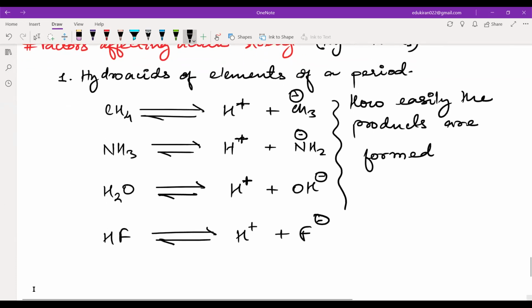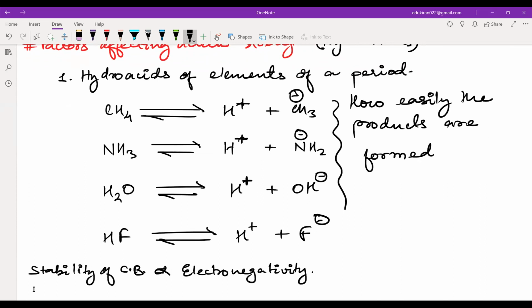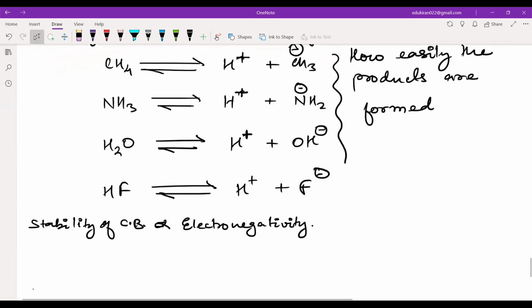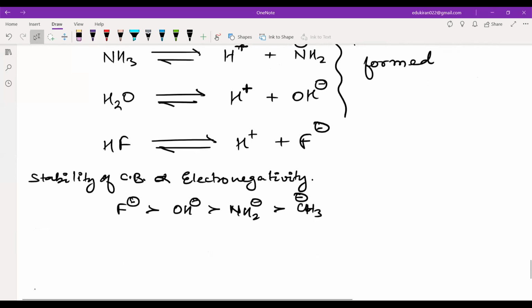We can write that the stability of conjugate base is directly proportional to electronegativity. Within a period, we see the electronegativity, right? So F negative is most stable, followed by OH negative, followed by NH2 negative, and then followed by CH3 negative. All of you agree with this? Yes or no? Tell me. Yes, sir.